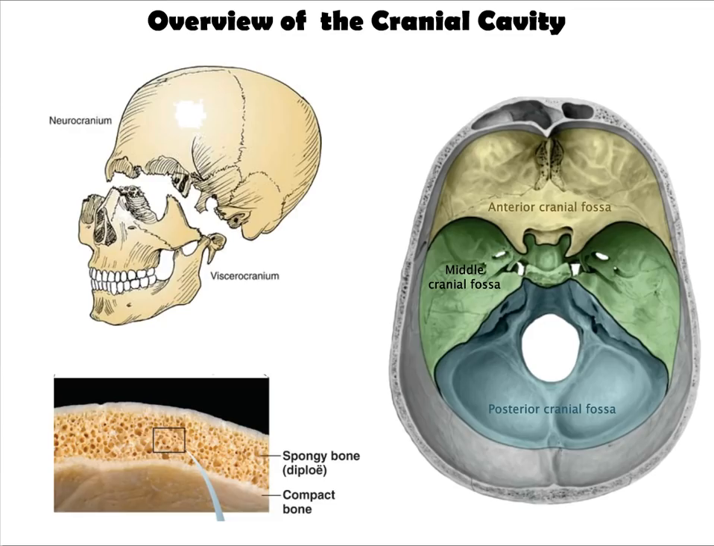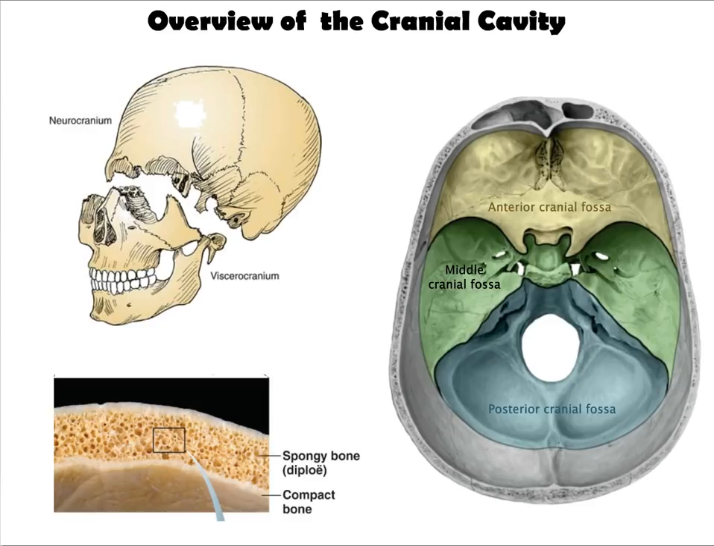To begin, recognize that the skull is divided into two parts. The visceral cranium is made up of 14 facial bones. The neurocranium, which is the focus of this self-study, is comprised of 8 cranial bones that form the cranial vault in order to protect the brain, its meningeal coverings, and associated structures.